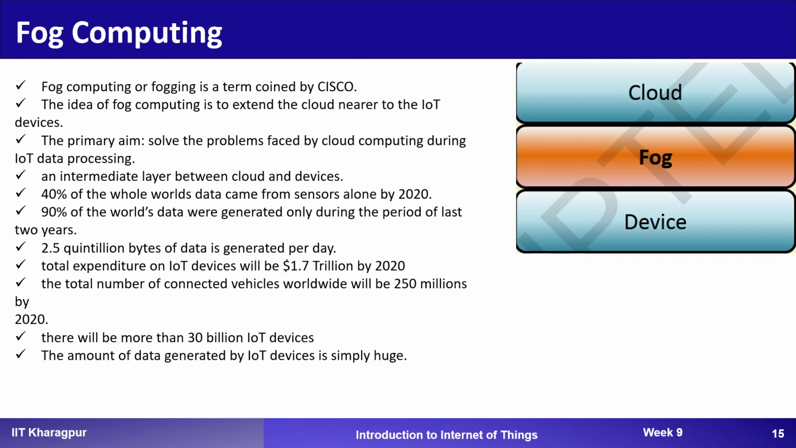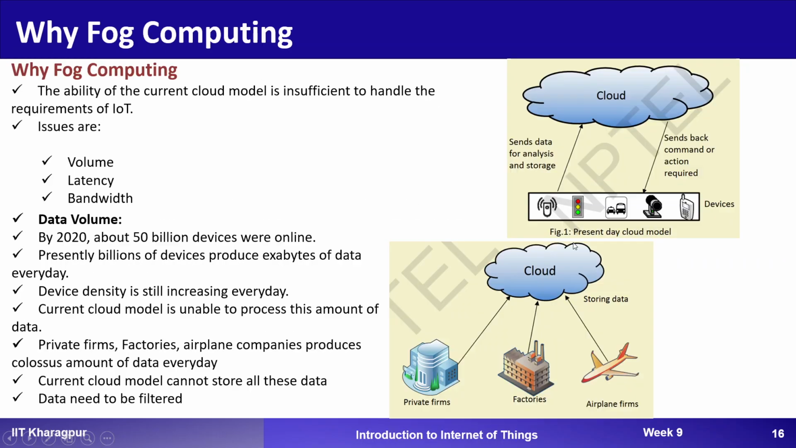So for that there is a need of a layer which is responsible for fetching the data. Now, why fog computing? As I have already told you, the ability of the current cloud model is insufficient to handle the requirement of your IoT data. So in order to handle that data, there is a need of an intermediate layer which will solve issues such as volume, latency and bandwidth.